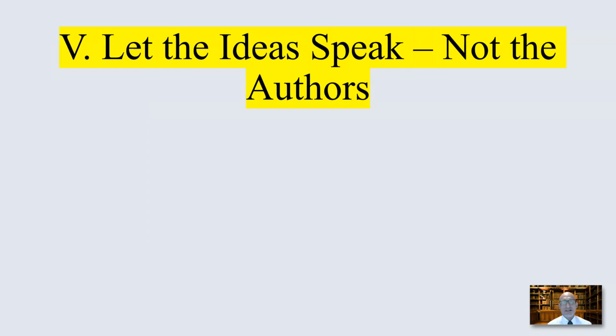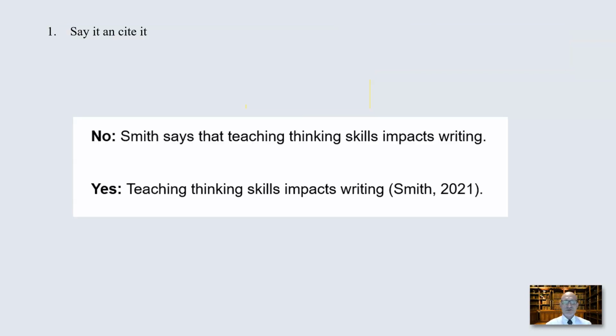And the last one: let the ideas speak, not the author. I don't want to bump into your authors when I'm reading your stuff. Say it and cite it. Smith says that teaching thinking skills impacts writing. No, don't give away your writing power. Just say it: teaching thinking skills impacts writing, and then cite it. Smith, 2021. Say it and cite it.